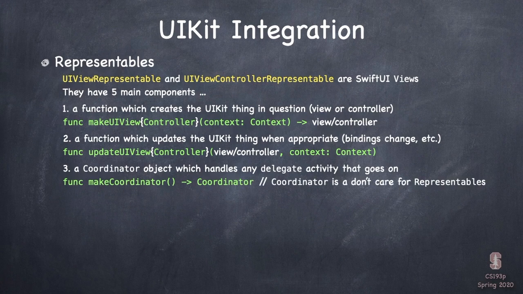Now, this third thing is a function called makeCoordinator that's going to return what's called a coordinator. Now that coordinator is a don't care. It can be anything you want, right? It has no requirements on it. I'm not even sure it has any constraints on it. The main thing about this coordinator though is it's something that's going to be passed back to you via that context above. All right, so this coordinator is the thing that's going to serve as the delegate of our UIView or UIViewController if it needs one.